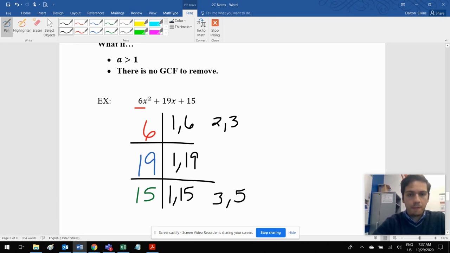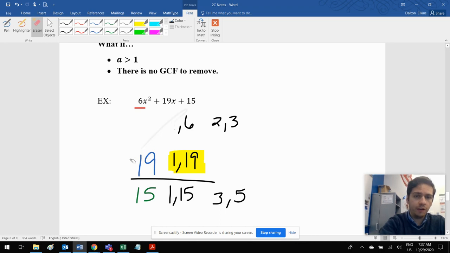3 and 5. Now, probably the big red flag here is this 19 only has 1 and 19. Sure, they all have 1 in common, but removing 1 doesn't change them, right? If I remove 1, I'm left with 6. If I remove 1, I'm left with 19. If I remove 1, I'm left with 15. It didn't change them at all. So we actually can't remove a greatest common factor. So we're going to use what is known as the swing method.